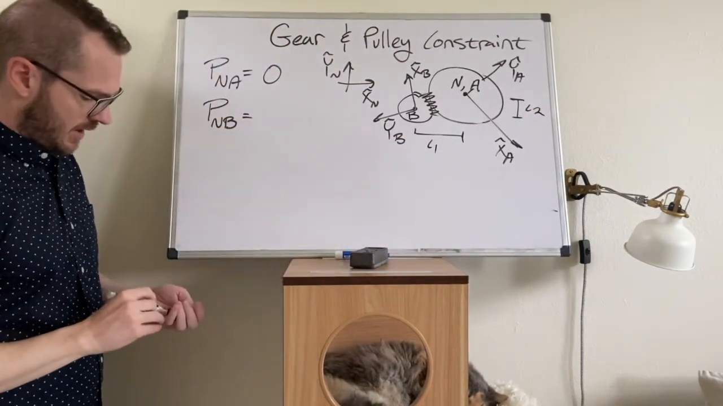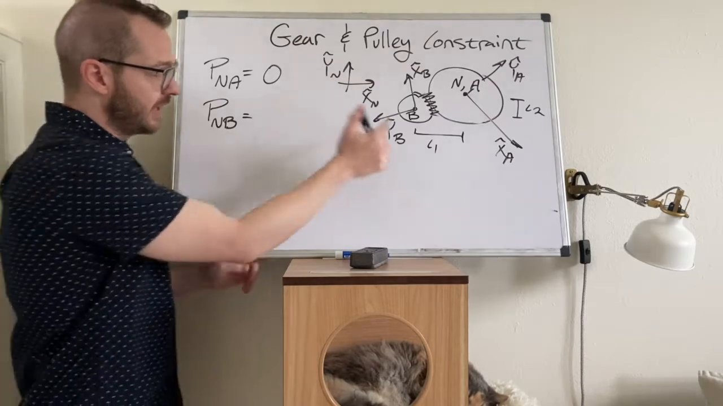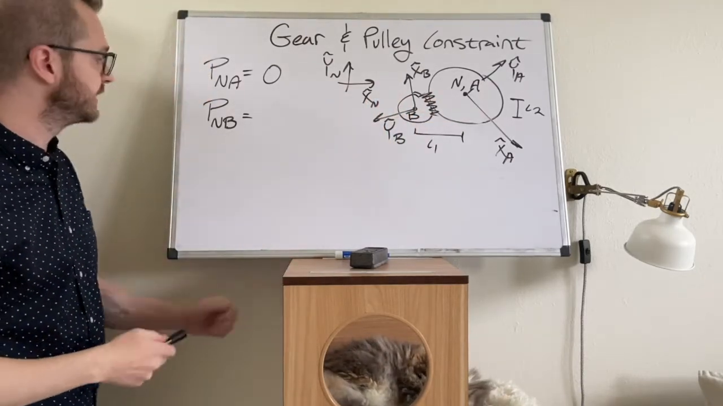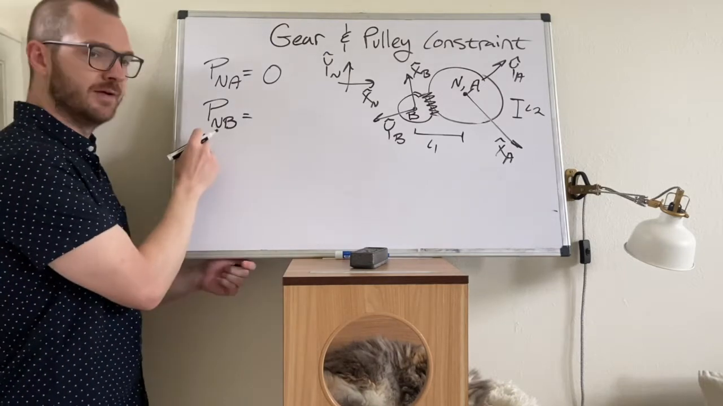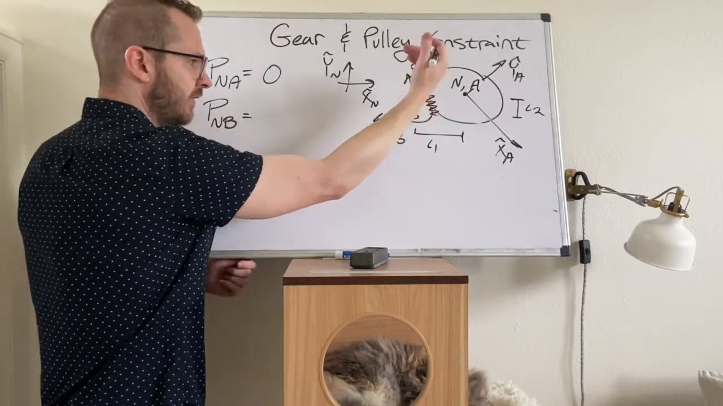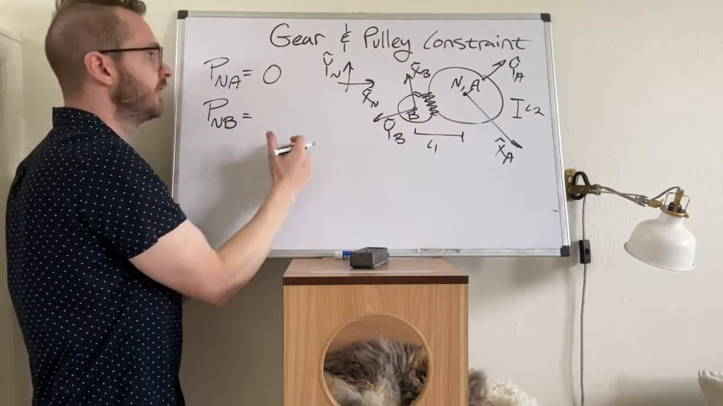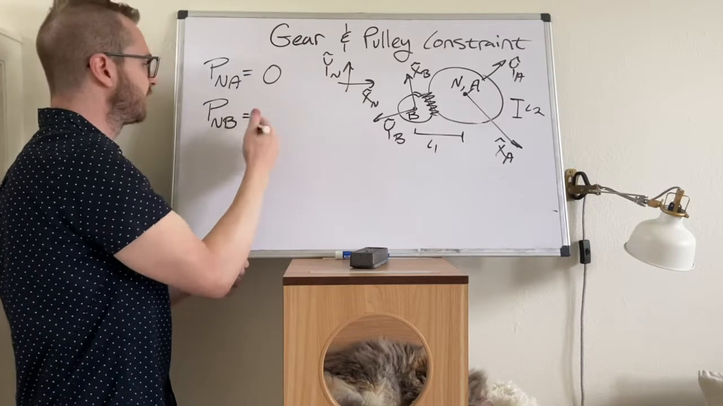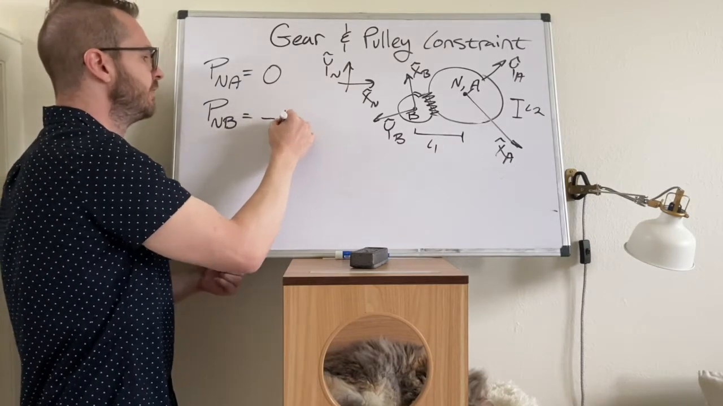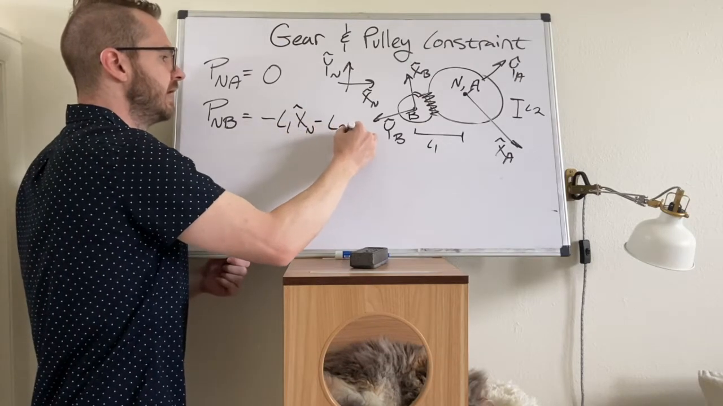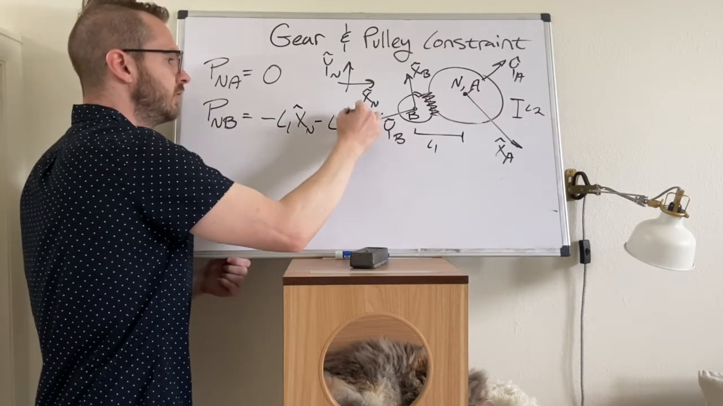Now, since the L1 and the L2 are fixed distances and they do not change, I am going to put negatives on this. So let's say to get from N to B, we have to go down and we have to go left. Both of those are opposed to the inertial reference frame. So this is negative L1 xn and negative L2 yn.